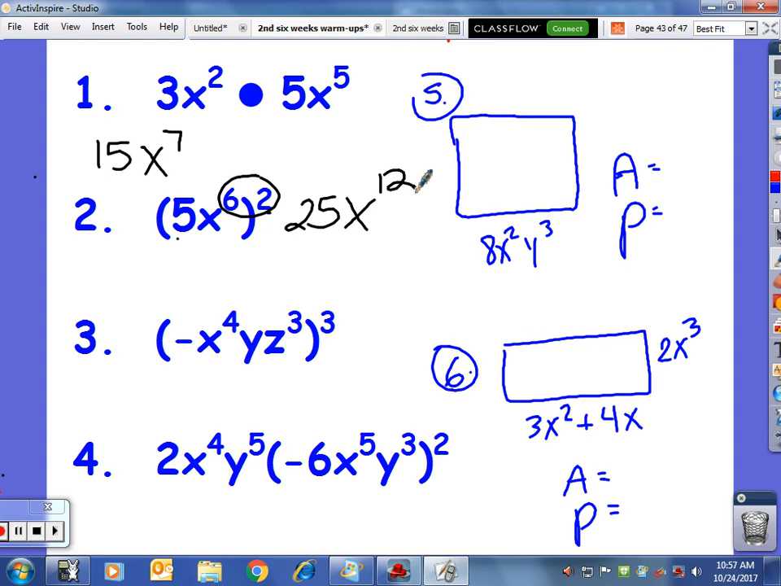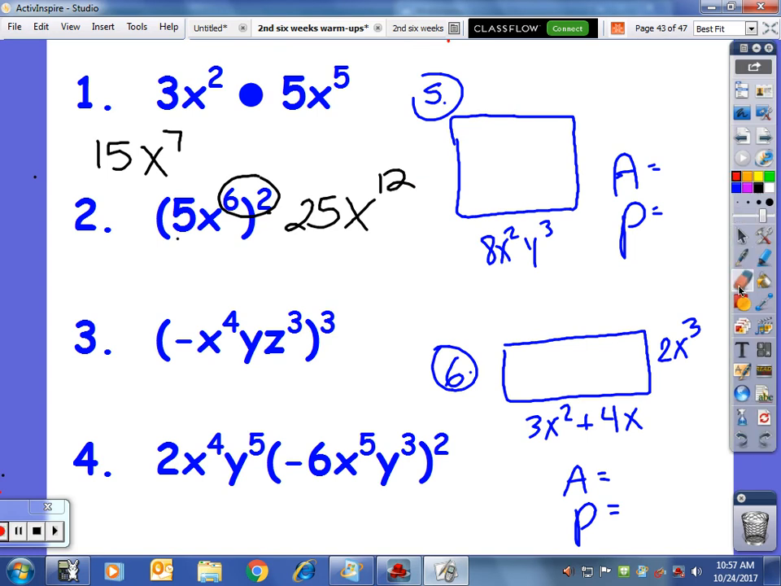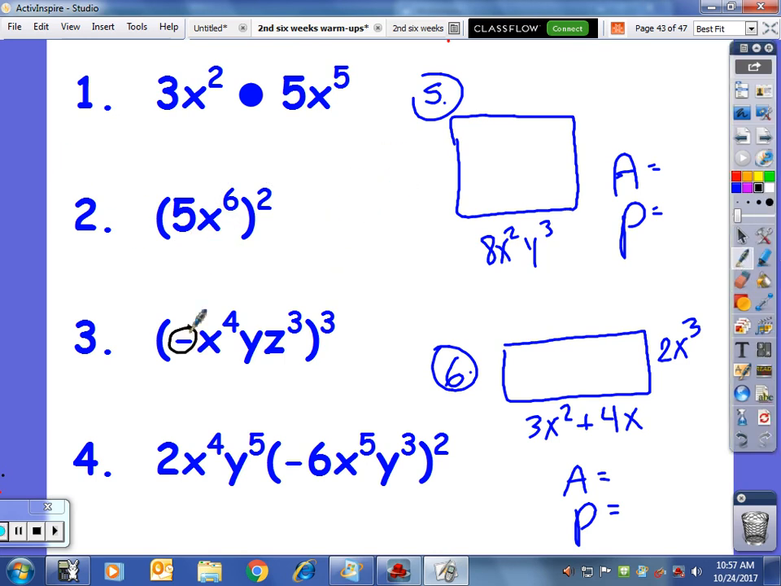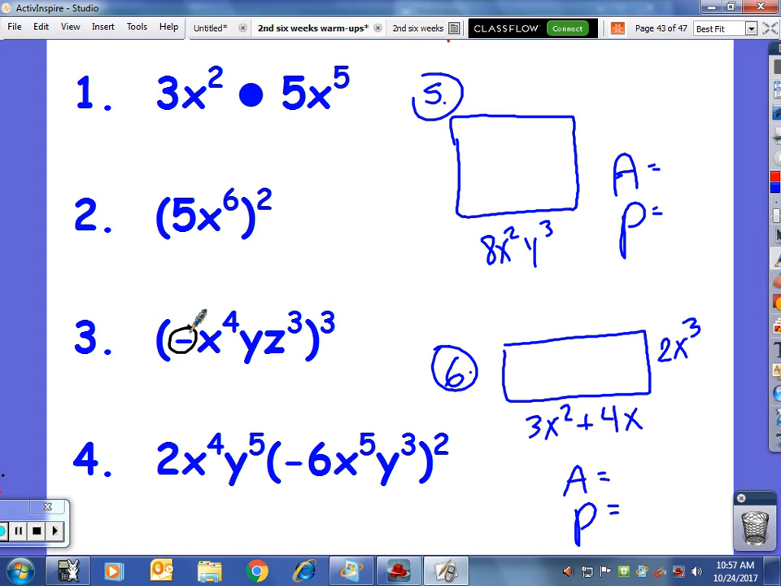Now, on number 3, here's where I start to see some mistakes. It's just like number 2 with more parts to it. And for some reason, when the number out in front is just a -1, it confuses kids. You do -1 to the 3rd power, which is still a -1. Okay, so that negative sign is still out there. It does not become -3. -1 times -1 times -1 is still -1.